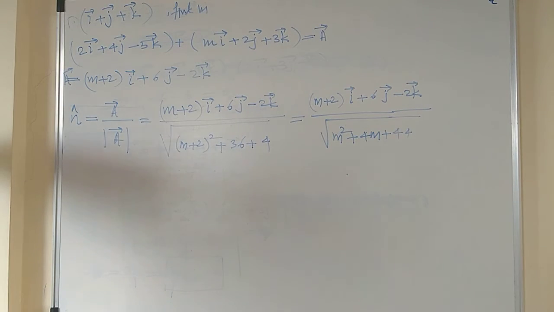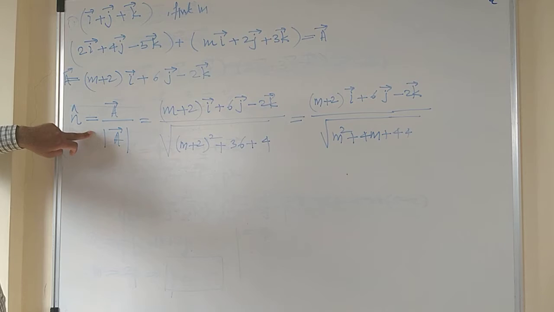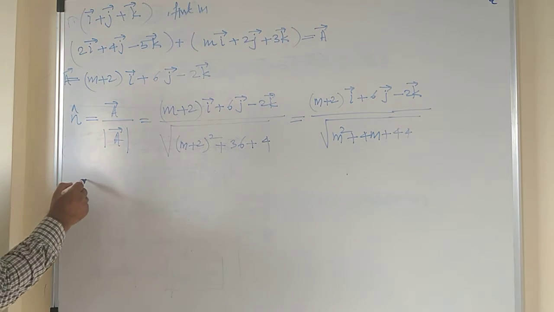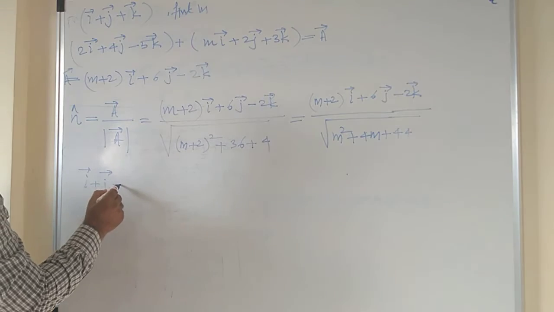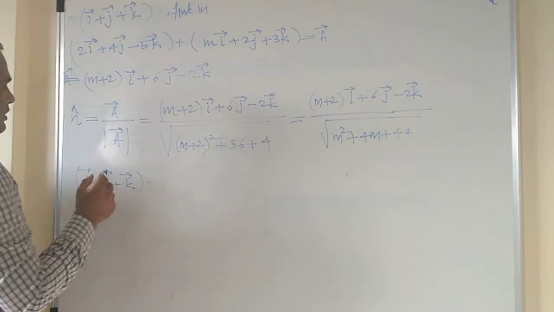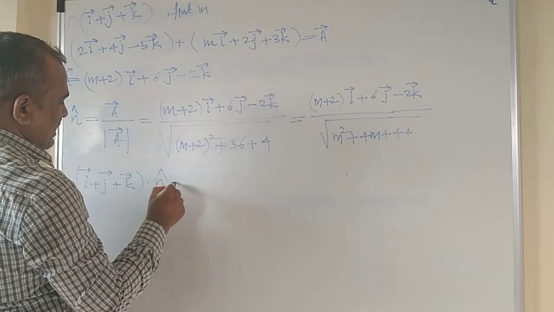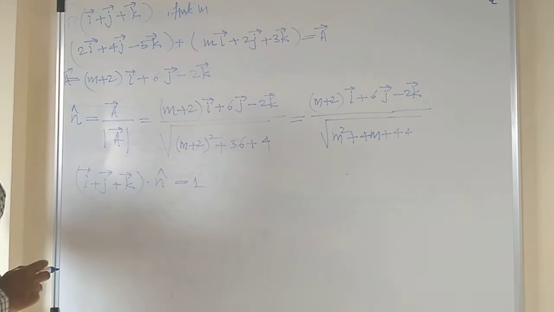Now go ahead and you are asked to calculate the scalar product of this and this unit vector. So I can say i bar plus j bar plus k bar dot this n cap, and this is equal to unity. It is said in the problem itself. Fine.